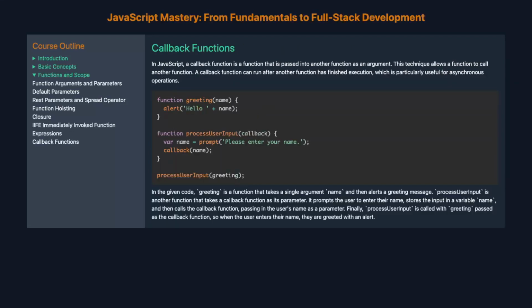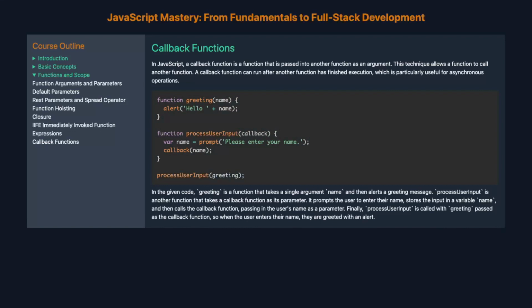Callback functions. In JavaScript, a callback function is a function that is passed into another function as an argument. This technique allows a function to call another function. A callback function can run after another function has finished execution, which is particularly useful for asynchronous operations.